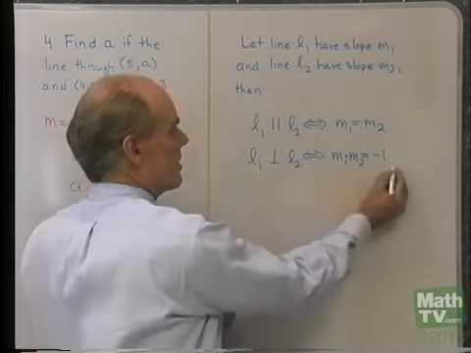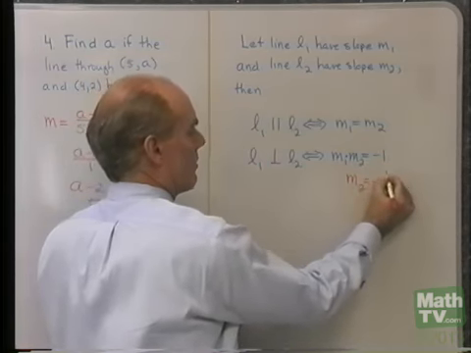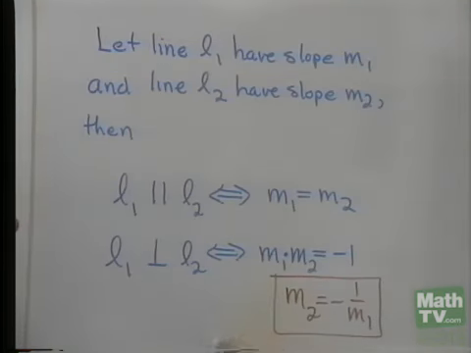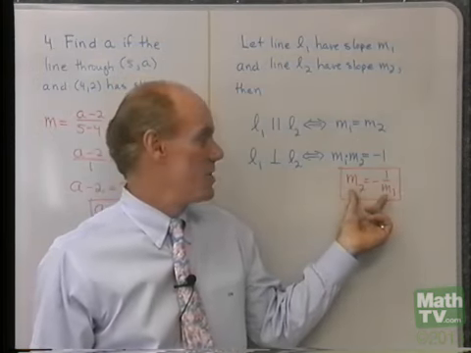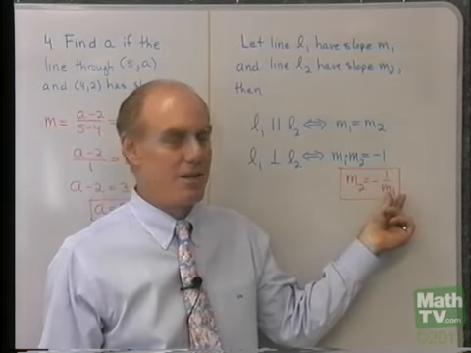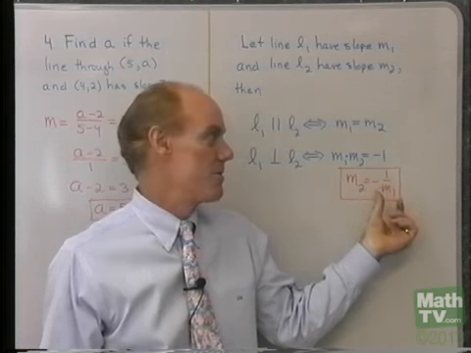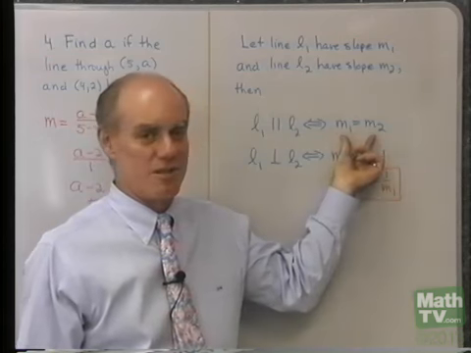Now, usually the way you see this written, or the way we use it, is this. M2 is equal to negative 1 over M1. And so when I look at it this way, what I say is perpendicular lines have negative reciprocals for slope. So if one of them had a slope of 5, the other would have a slope of negative 1/5. If one of them had a slope of 3/4, the other would have a slope of negative 4/3. Now, that's not the case with parallel lines. In the case of parallel lines, the slopes are equal.